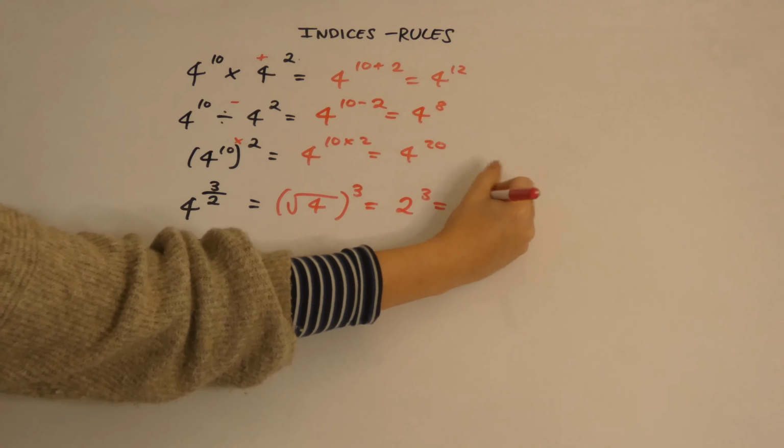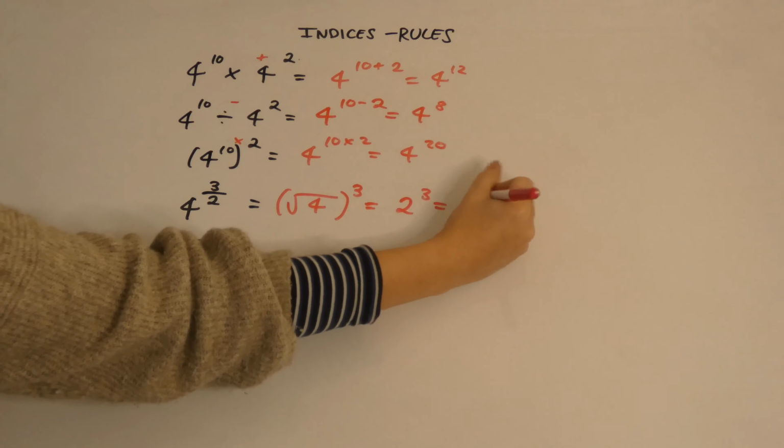Down here we've got the same fraction, except this time a negative, so the first thing we need to deal with is the negative here, and that just means the reciprocal, or this flipped over. So we're actually going to have 1 over 4 to the power of 3 over 2. Now we follow the same process.